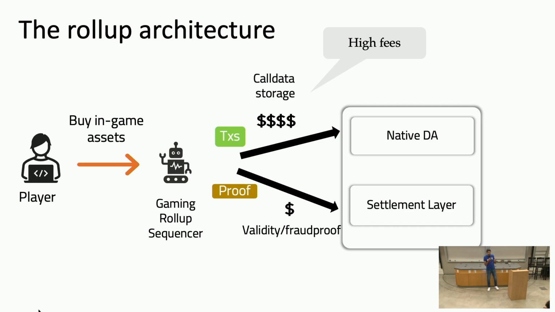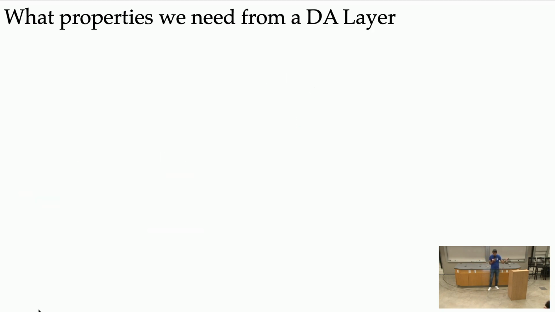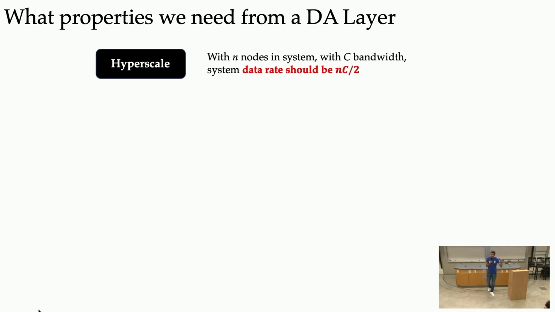So this data availability layer needs to be hyperscale. What do I mean by hyperscale? As you get more nodes in the system, you need to be more performant. As you get more nodes, the system should become more performant. If you can get this property, then we call this hyperscale. More formally, you would call it exact horizontal scaling.